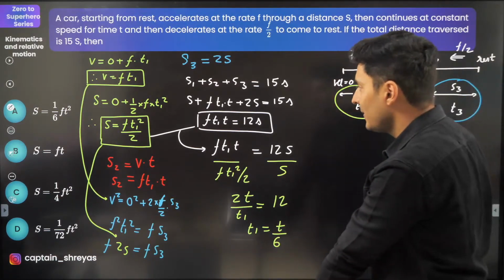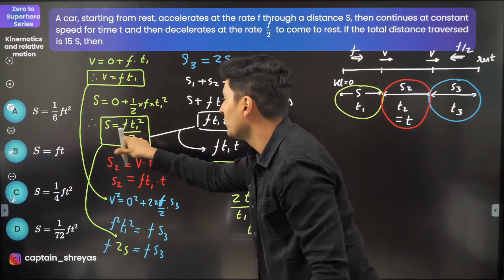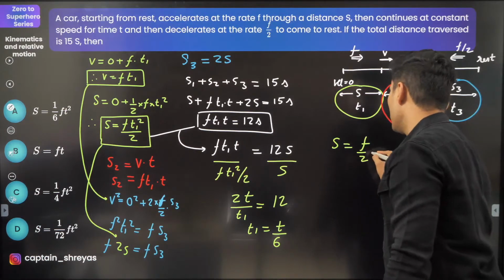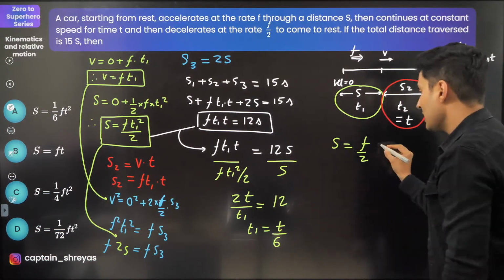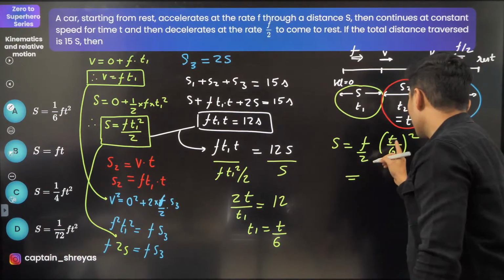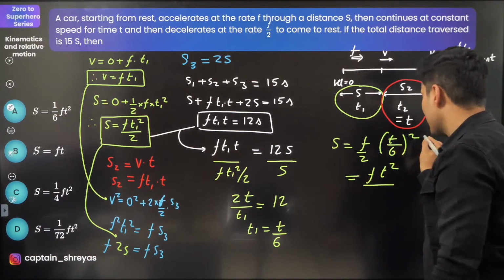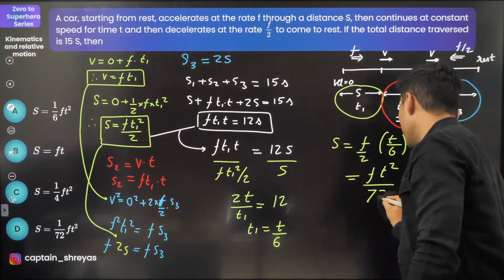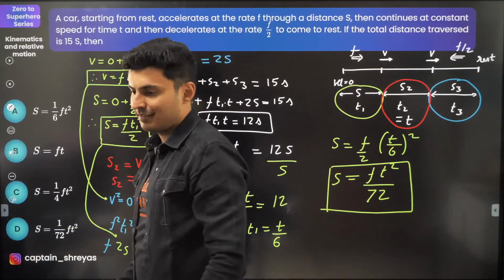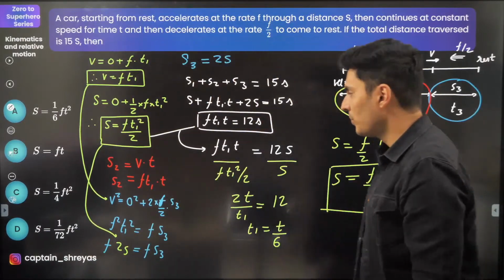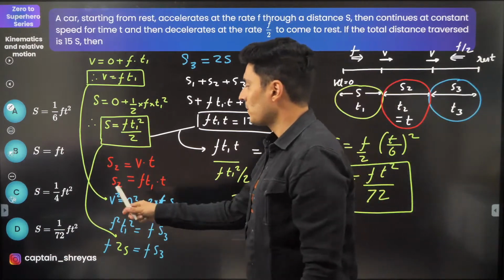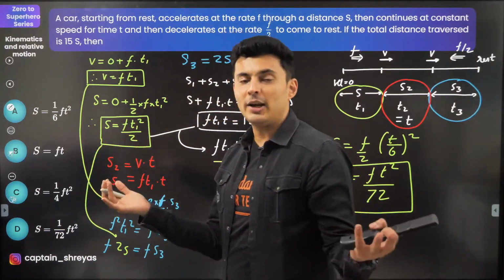That's what I needed. Once I substitute T1 here, S will be equal to F by 2 into T1 square. T1 square is T by 6 whole square. So it will be F T square, 6 square is 36, 36 into 2, 72. So that is your final S. Yep, there it is. Option D it is. Option D, guys. Brilliant manipulations.